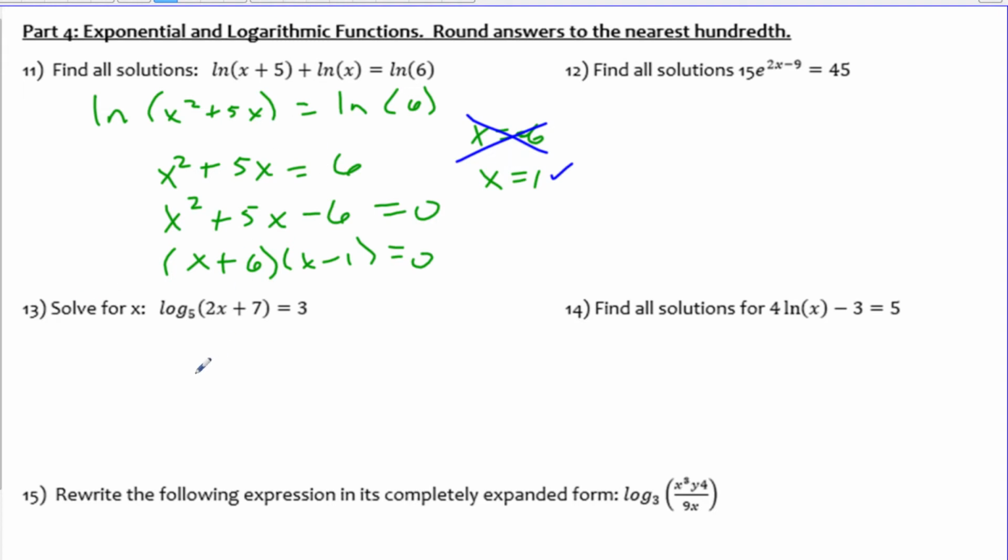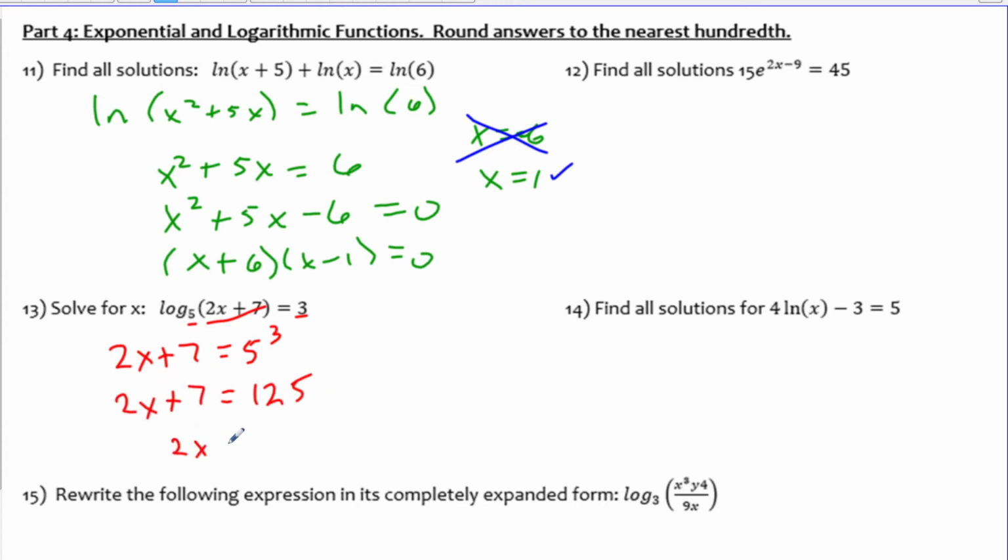So in this one, there is no log on the right, and so instead of me trying to drop the logs by getting both sides to have logs on them, I'm just going to say in this case base exponent output. So I'm going to turn this into an exponential function and say 2x plus 7 is equal to 5 to the third power. So I'm converting it into exponential because I have a number on the right-hand side instead of having a log on the right-hand side. So 5 to the third is 5 times 5 times 5, which is 125. Okay, so 2x plus 7 is 125.